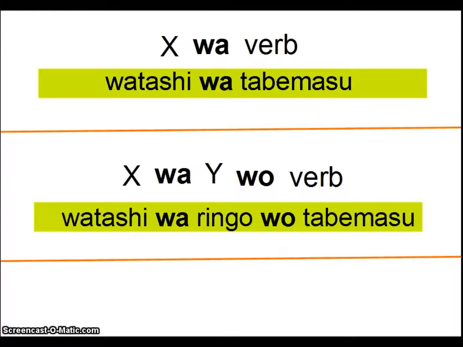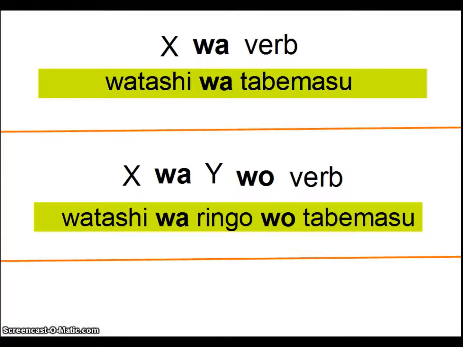So an example is watashi wa ringo o tabemasu. You can see the structure is basically the same as the one before it. The only difference is now we squished another object in there and a marker after it. So this can be anything. You can say the man sings a song, or the dog chases the cat. You can have anything as long as there's something you can plug in for X, something you can plug in for Y, and then the verb.